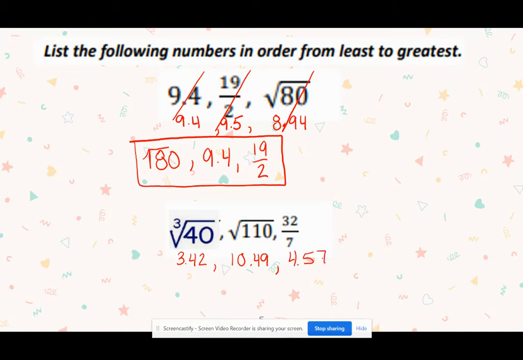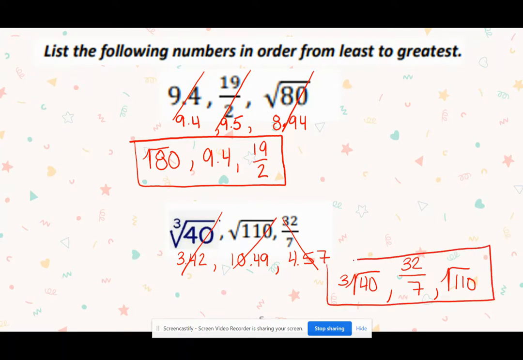And they want from smallest to greatest, or least to greatest, smallest to biggest. So out of all of these, the smallest is the cubed root of 40. So that one goes first. So cubed root of 40, cross it out. Out of the two that are left, it's this 4.57, which is really 32 sevenths. So 32 sevenths, cross it out. And the only thing left is the square root of 110, which was 10.49.